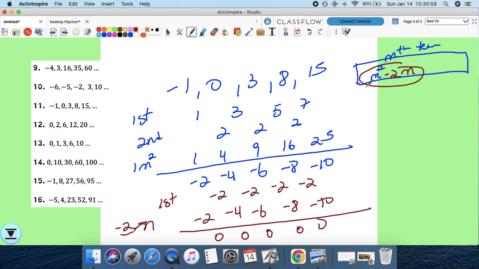And like I said, you can always double check. Plug in 5, plug in 4, plug in 3, and you should get 15, 8, 3, 0, negative 1.